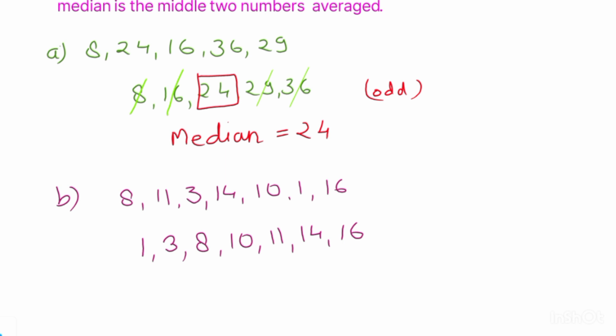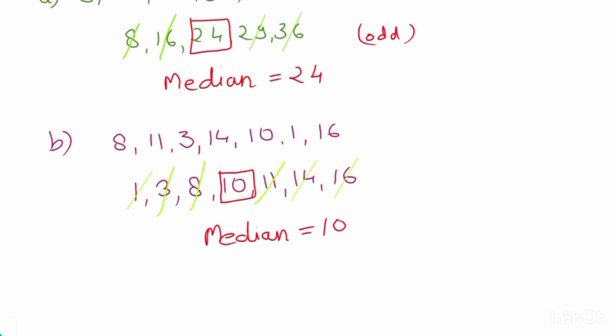Okay, now we have to find out the middle term. So first term here, last, second, second last, third, third last. So this is the middle term. So the median of this data set is 10. Clear? Now let's take one more example.